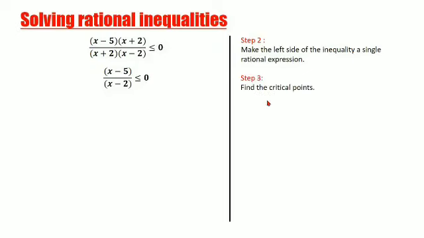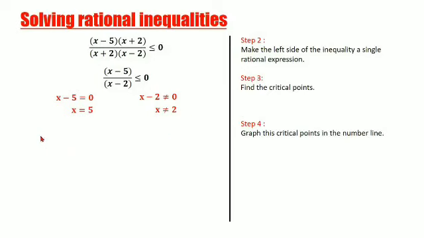Now, next step is to find the critical points. Again, all we need to do is to look at the numerator first and then the denominator second. First, x minus 5. We have to equate this numerator to 0. So x minus 5 is equal to 0, and x there is equal to 5. Next, look at our denominator. This denominator here cannot be equal to 0, because if this denominator becomes 0, our inequality will become undefined. So again, we have x minus 2 should not be equal to 0. Then we have x should not be equal to 2.